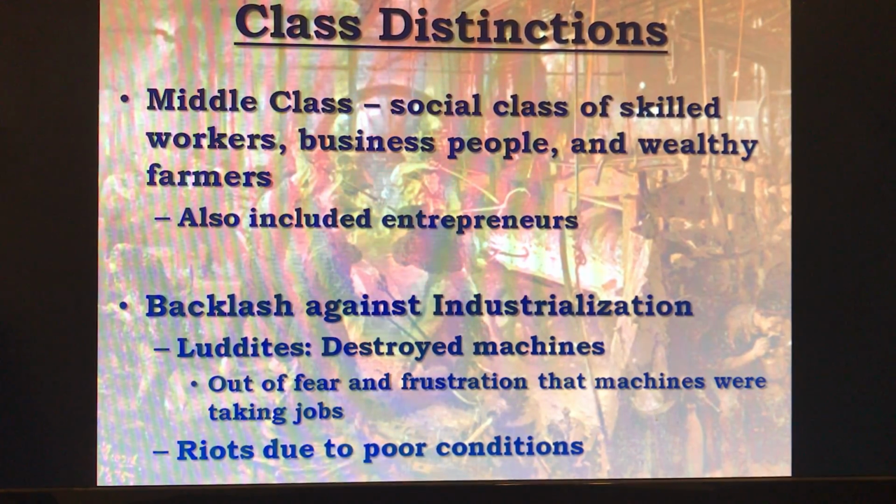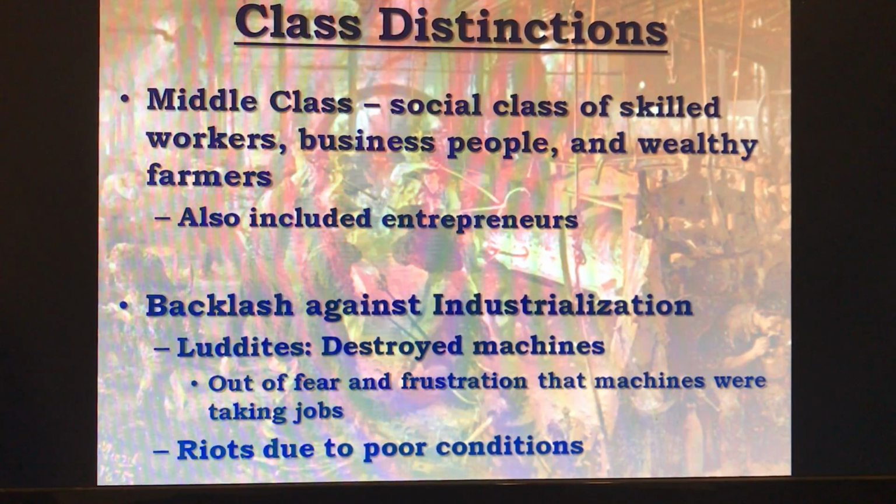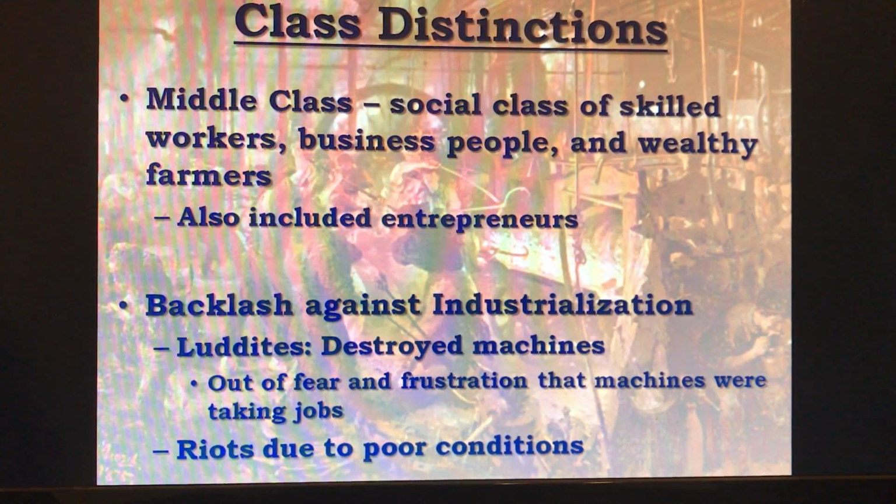Then there's backlash against industrialization. People that were not on board with industrialization. They didn't like their jobs being replaced by machines. Okay, they didn't like having to be worked in cramped factories. Okay, and just an example of some of these people that rebelled against industrialization were Luddites. These were a group of people that actually went around to factories and started destroying machines out of fear and frustration that they were taking their jobs, which was true. The machines were replacing them. Also, riots were pretty common because of the bad conditions.